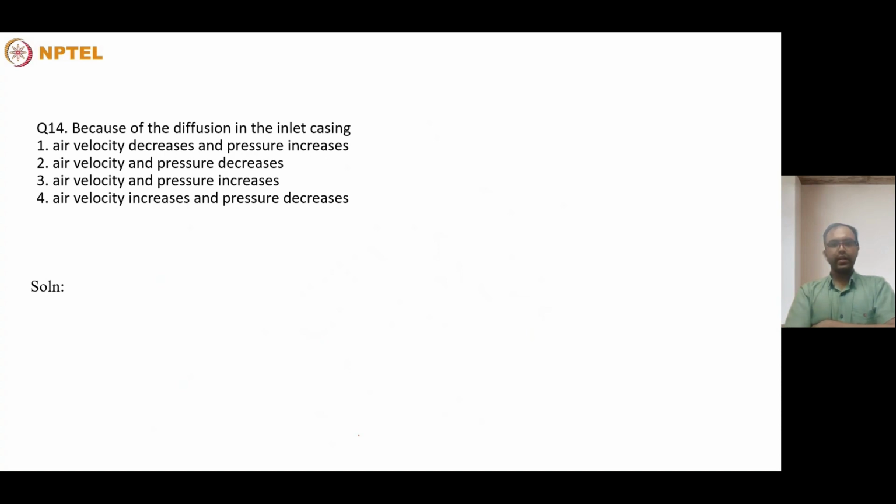Because of the diffusion in the inlet casing, air velocity decreases and pressure increases. The options are: air velocity and pressure decrease, air velocity and pressure increase, air velocity increases and pressure decreases. So we have seen in the previous problem, the diffusion in the inlet casing will be increasing the pressure and decreasing the velocity.